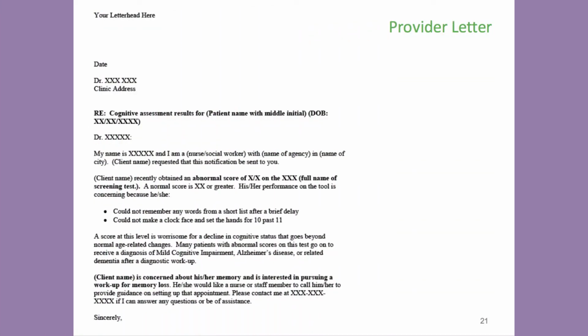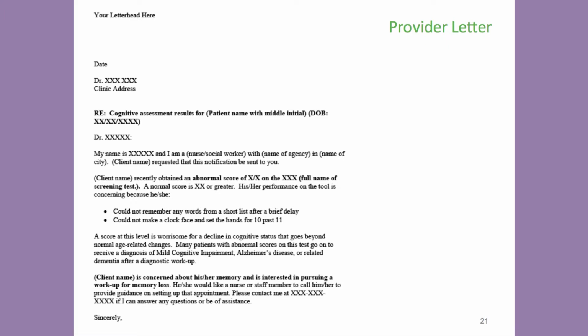The next letter is one that can be given to providers. In the first paragraph, you're just explaining to the doctor who you are and what your role is. The second paragraph highlights the fact that your client obtained an abnormal score on the assessment instrument. The bullet points underneath are an opportunity to highlight aspects of the test on which the patient struggled in order to emphasize the need for follow-up.